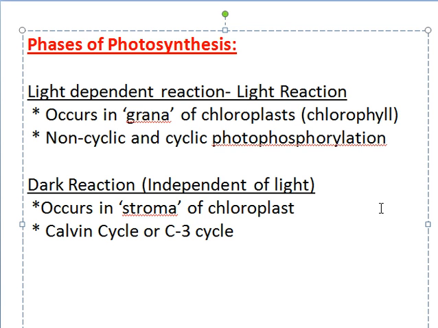Alright, so this dark reaction occurs in the stroma of chloroplast. Now, if you remember from lower classes, this stroma is the same thing which is known as the matrix of chloroplast, the liquid material present in the chloroplast.